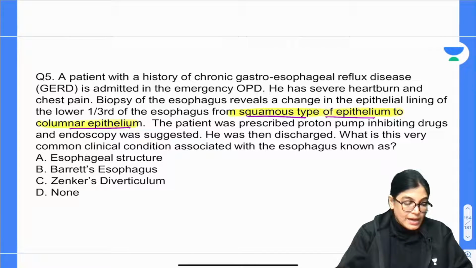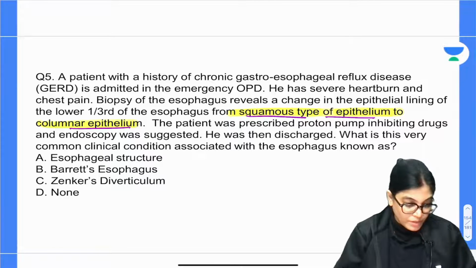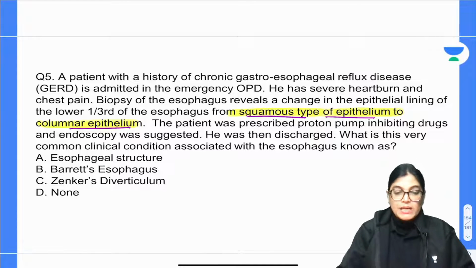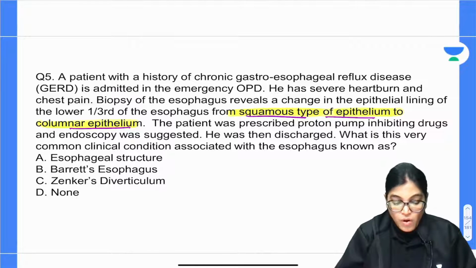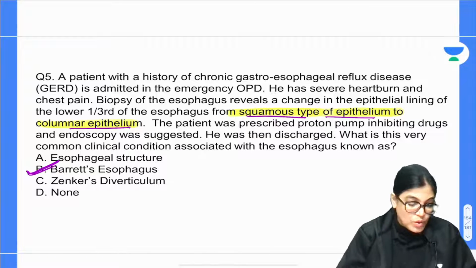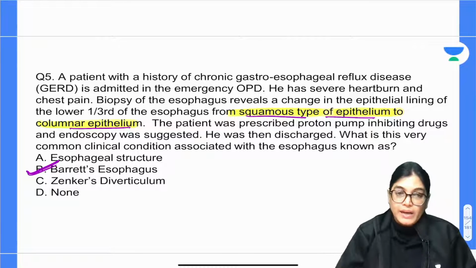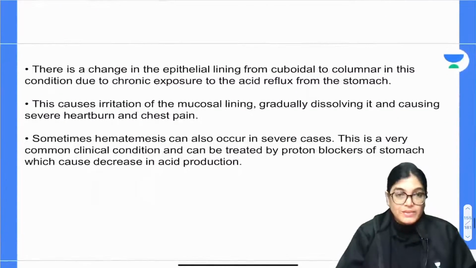So already Amitabh Behra has given the answer, and Mulay has also given the answer, and my dear aspirants, yes, metaplasia, change of epithelium, columnar metaplasia, and this is the case of Barrett esophagus. Both of you are absolutely correct. Okay. So let's proceed with the explanation.